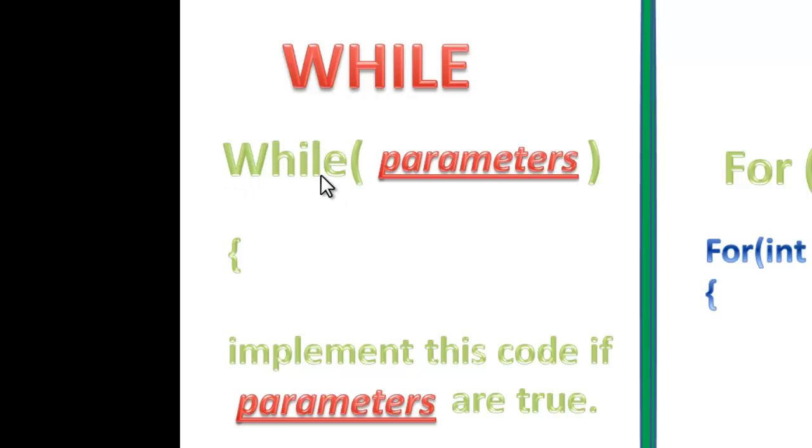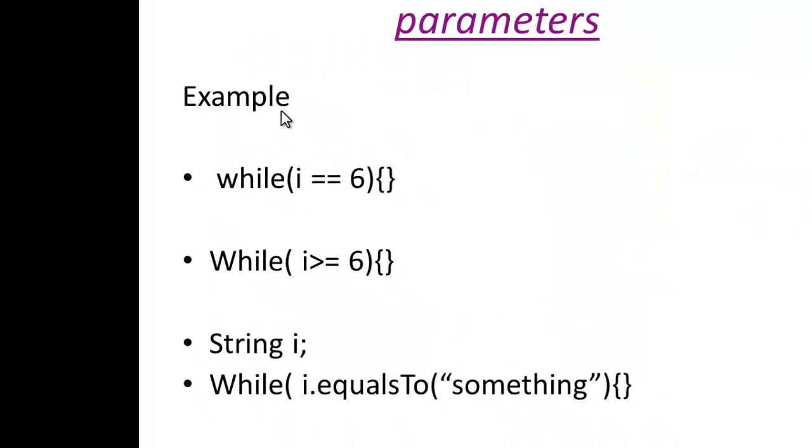Now the while loop will have some parameters inside these parentheses. Those parameters are just a simple statement. It can be like I equal to 6. If I is equal to 6, then develop whatever is needed in the keys. If I is greater or equal than 6, then develop these. Or even if I is not an integer number but a string, you can write I dot equals to something inside quotation marks. So if this is exactly the same as the string inside I, you will develop everything inside the keys.